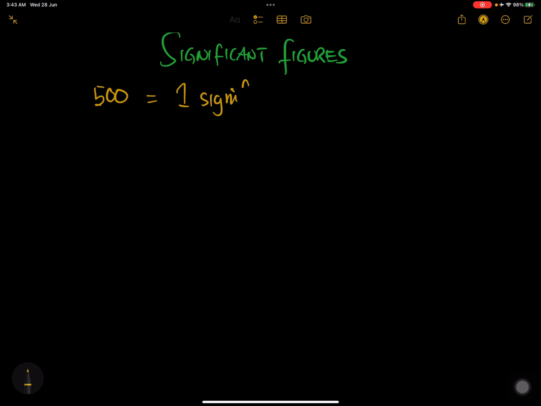It's only one significant figure. The only number that is significant here is the whole 500. It's not two numbers that are there. It's only one number, which is 500. So that makes it one significant figure.